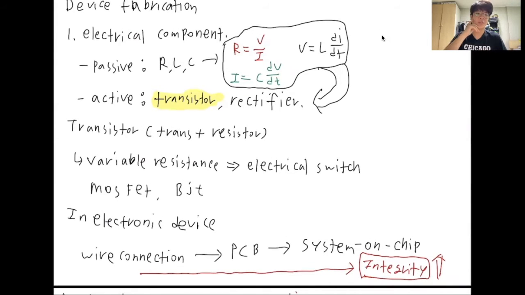Usually, we use wires to connect passive or active components, but in this way there is excess resistance and the integrity of the circuit is bad. So we started using a printed circuit board, and nowadays we integrate even more by composing systems on one chip.